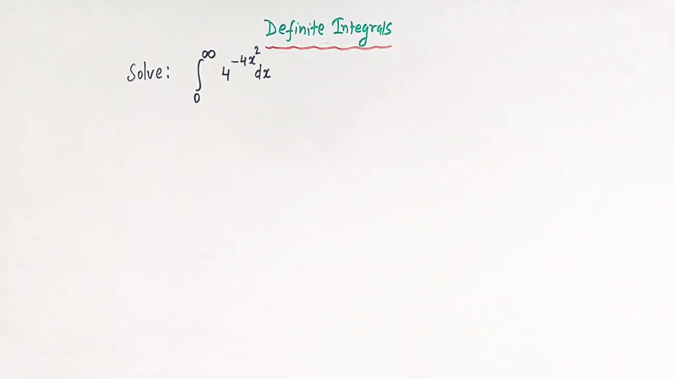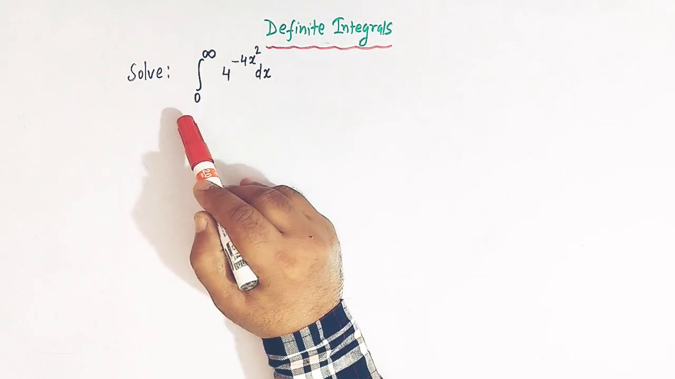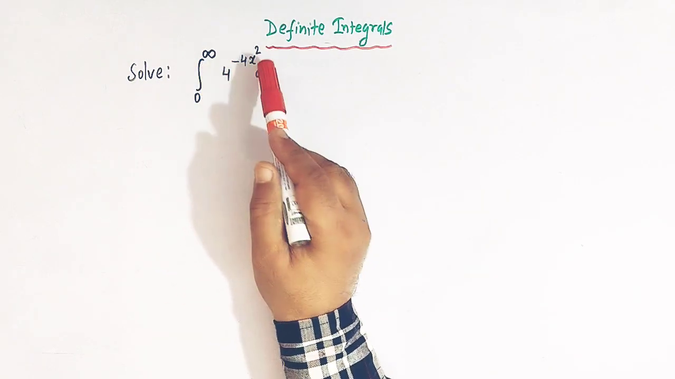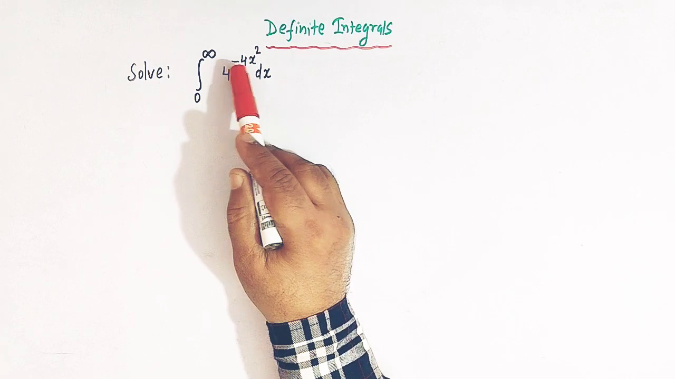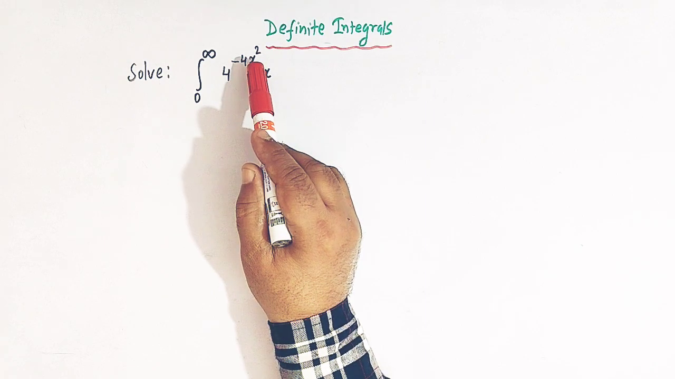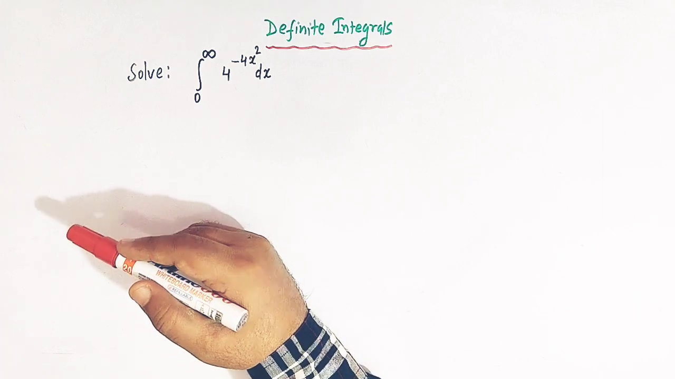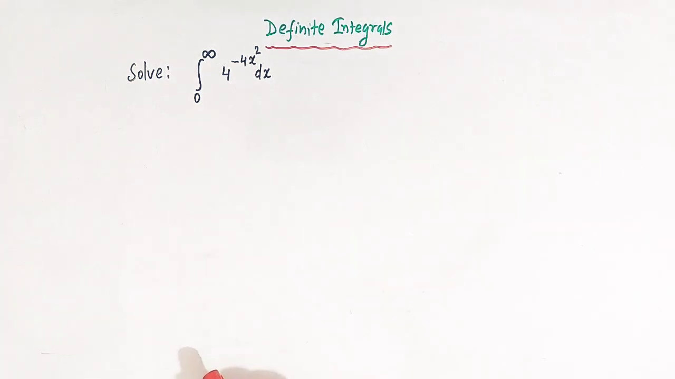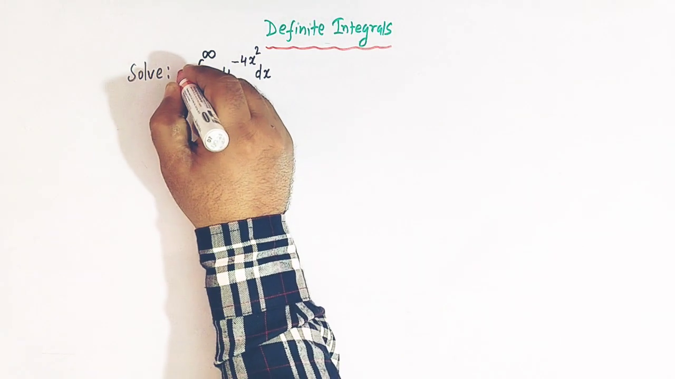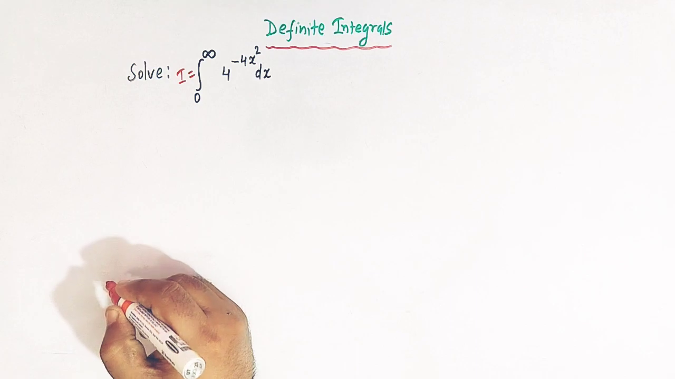Hello viewers, in today's class we are going to discuss one important and interesting definite integral. Here we have to find the value of the integral from 0 to infinity, where the integrand is 4 raised to minus 4x square. So let us see how easily we can solve this integral. Let us take this integral as I.